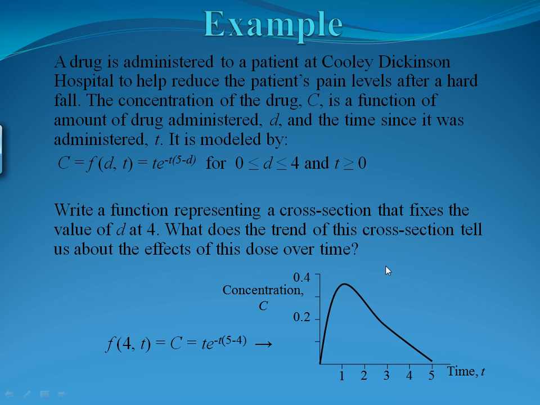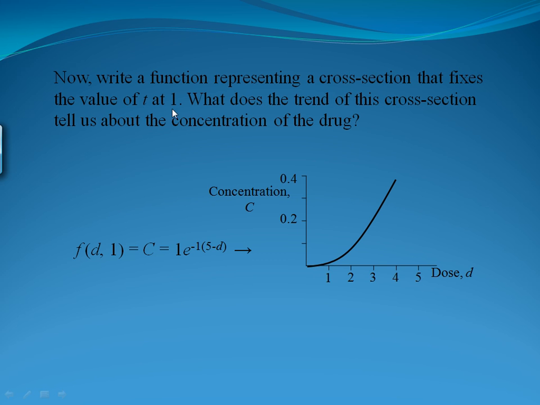So this graph represents what's going to happen to the concentration over time when d equals 4 specifically. Now, if we change d, it would affect things like where our maximum happened and how quickly things came out of the body. But by fixing one value, we now have a function of one variable, and it's easier to talk about what's happening. So what if we fix the other variable? What if we pick a specific time? Let's write a function representing a cross-section that fixes the value at t equals 1. What does the trend of this cross-section tell us about the concentration?